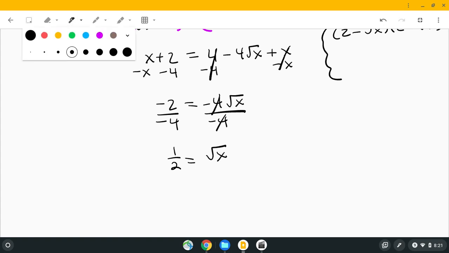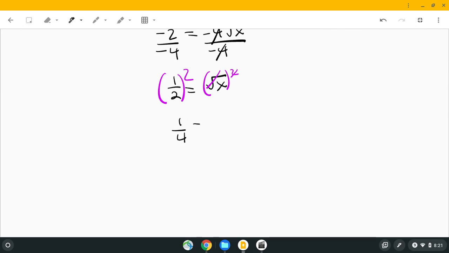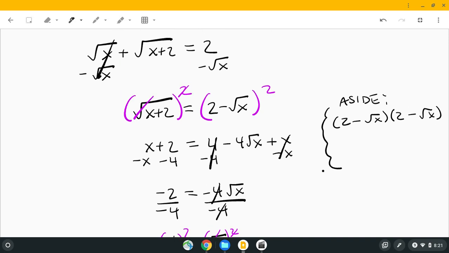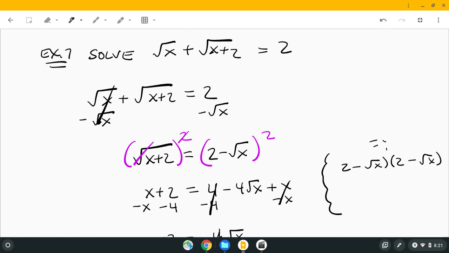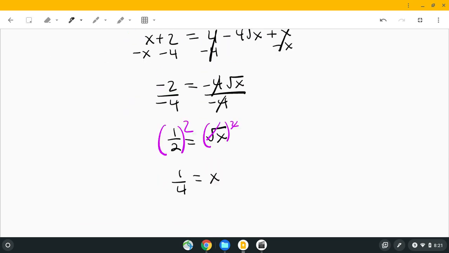Now I can go ahead and square both sides. I need to square this side, and I end up with 1/4 equals x. So let's go ahead and check. I didn't really leave any room, so I'm going to erase this. That way we can check over here on the side. We said x equals what? 1/4.